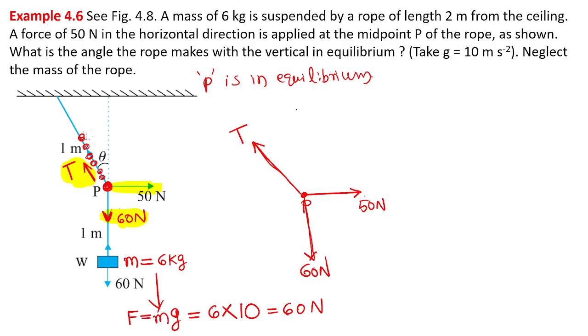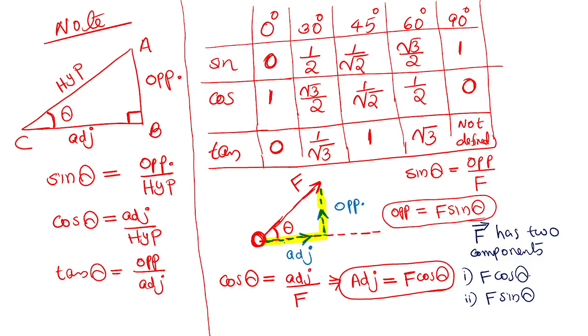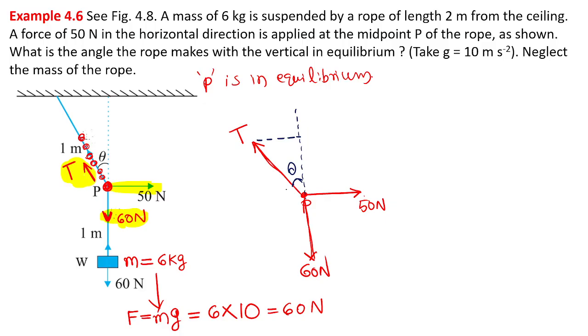So let me do one thing. Let me draw a dotted line like this. This angle I want to find out. So let me make a right angle triangle like this. Can I make a right angle triangle with T as the hypotenuse? Yes. With T as the hypotenuse, make a right angle triangle as I did here, where F was the hypotenuse. In the same way, with T as the hypotenuse, form a right angle triangle.